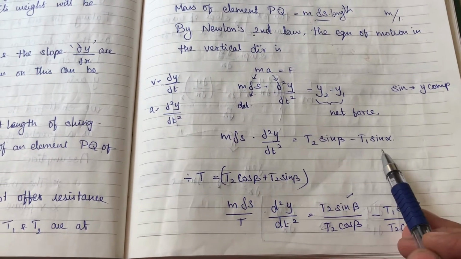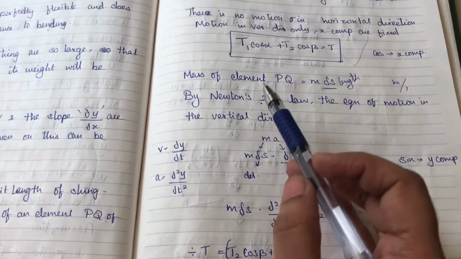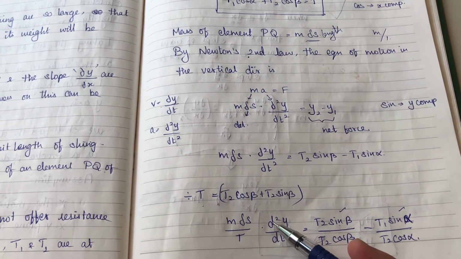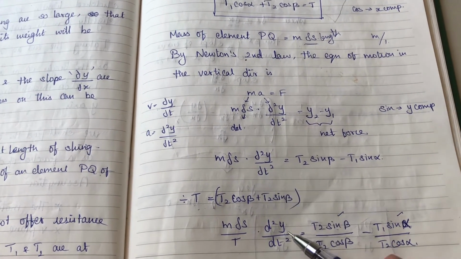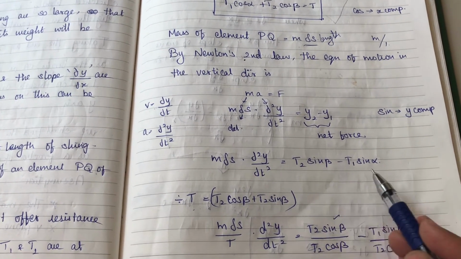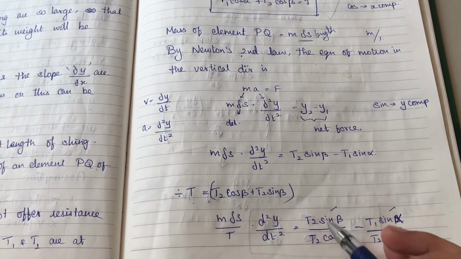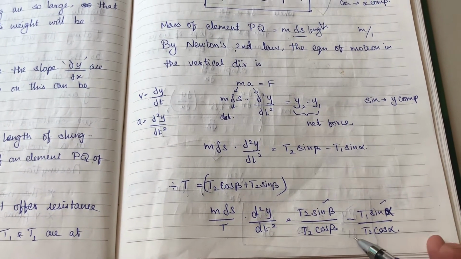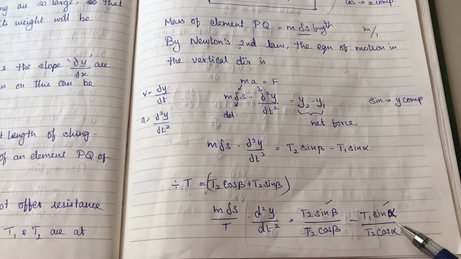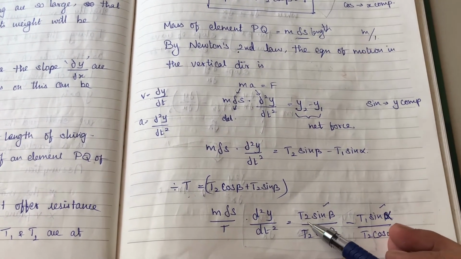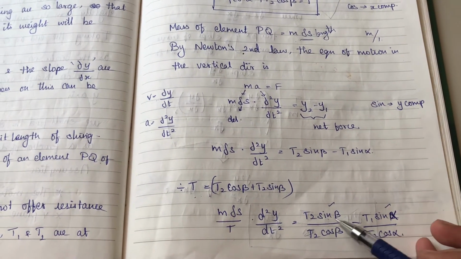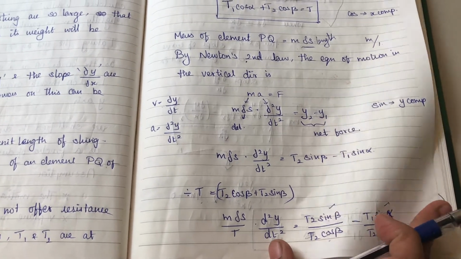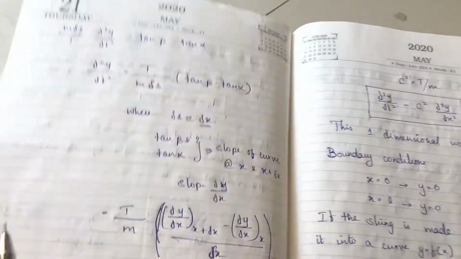So I am just dividing this term by T. Okay, T is this thing. So I am writing m del S by T into d square y by dt square. So the left hand side is finished. In the right hand side, I am writing the remaining part. This is the y term, right? So I am writing the x term in the denominator, like T2 sine beta by this one. So sine means this will be cos. I am just writing only the x term here.